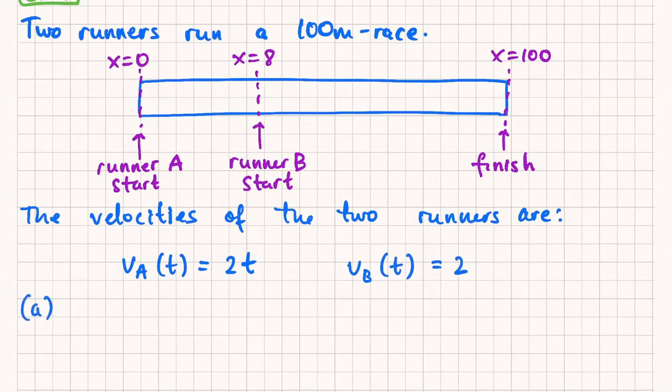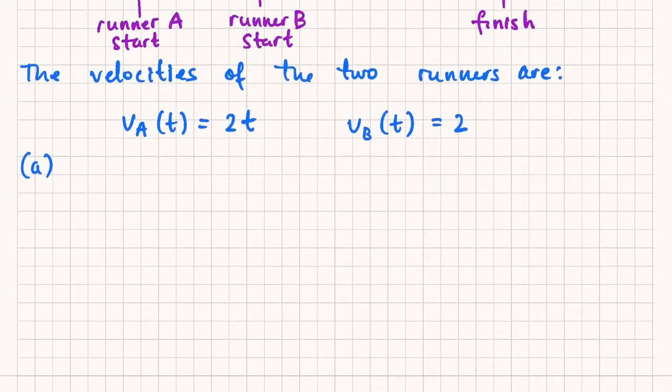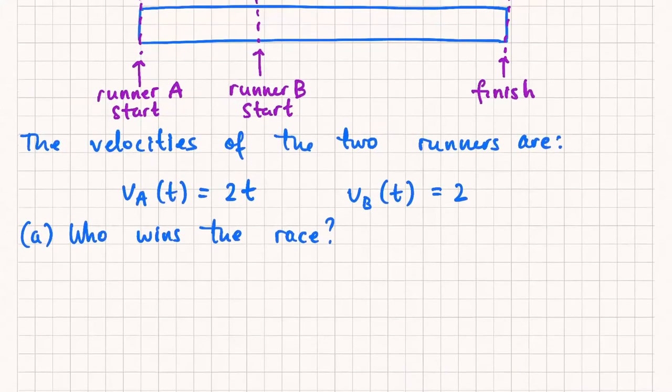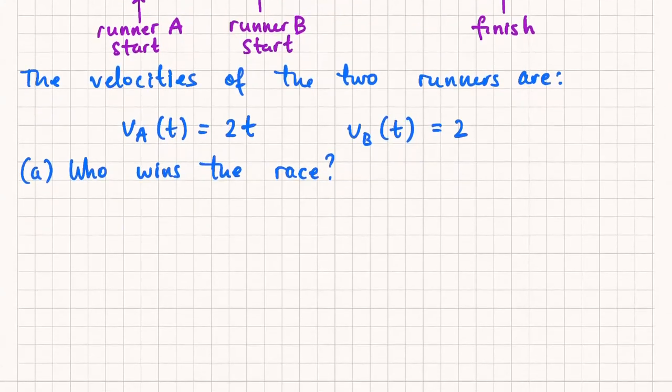So first, who wins the race? It's the first question. So they do start at the same time. One guy just has a head start. That's all. When it goes, ready, set, go, they do go off at the same time. Just runner B is already 8 meters ahead. And then part B. So whoever wins, how much of a head start should the other guy have gotten so that they tie?